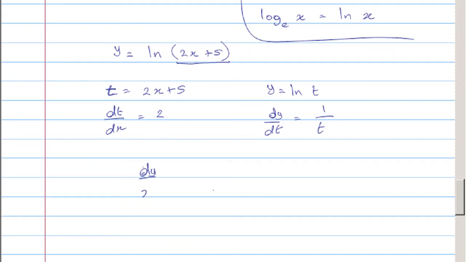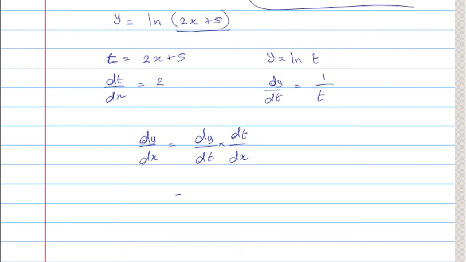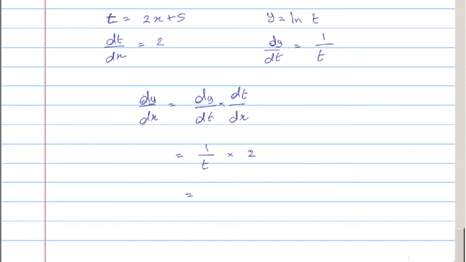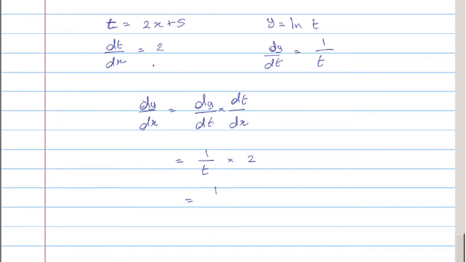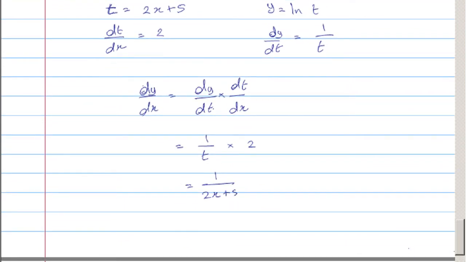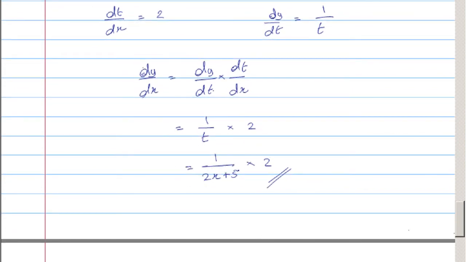So then I can write down the chain rule, which says dy over dx is equal to dy over dt times dt over dx. So this gives 1 over t times dt over dx, which is equal to 2. So this simply gives 2 divided by t, or if I substitute back for t, I get 1 over 2x plus 5 times 2. Or you could write this as 2 over 2x plus 5.